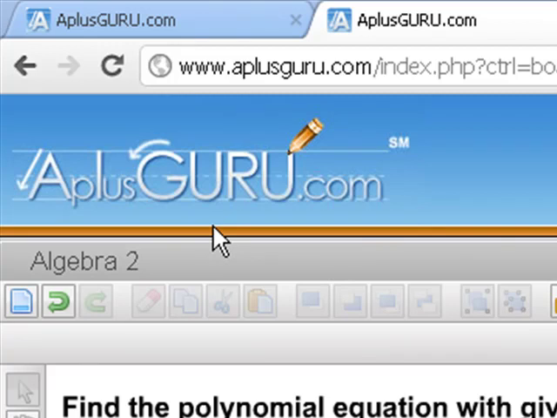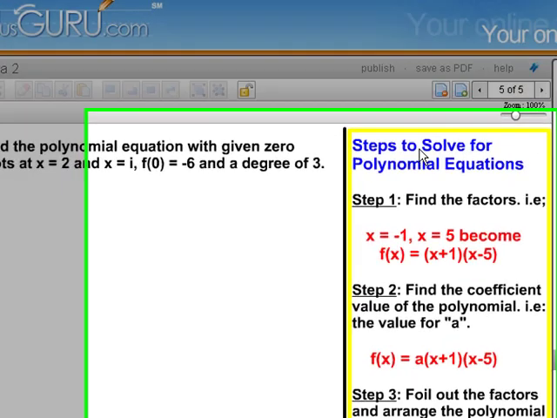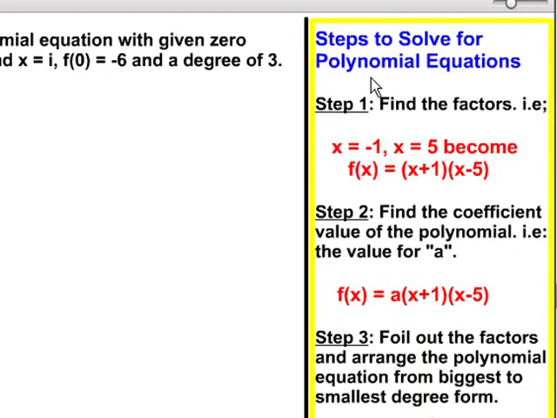Welcome to aplusguru.com solution videos, where today we'll try to find the polynomial equations when we're given the zero roots, a degree, and a point. Now before we attempt this problem, let's go through the steps to solve for polynomial equations.